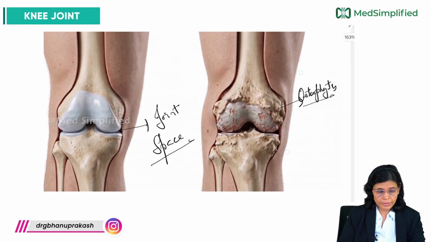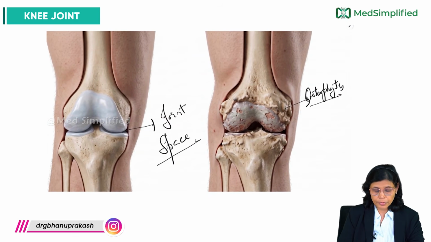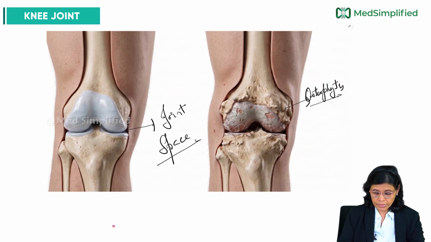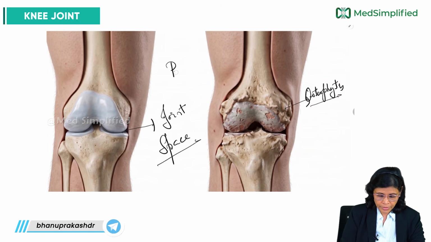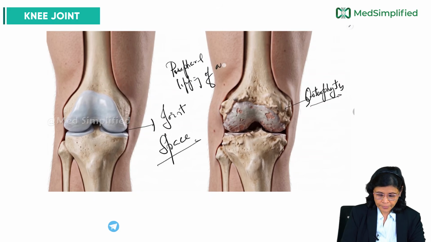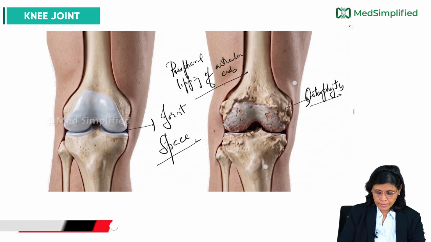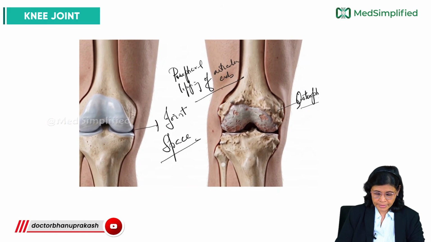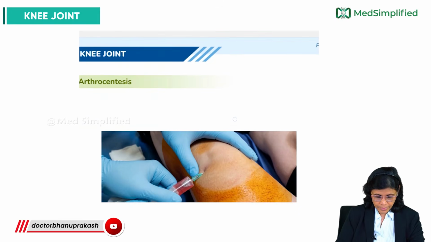So the movements will be very painful, limited, and they produce something called a grating movement. When we take a radiograph, we can see these osteophytes. They are basically peripheral lipping of the articular ends. Okay, so these are the things which we see.